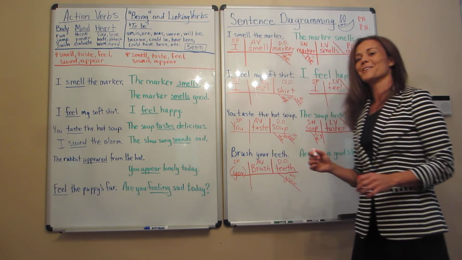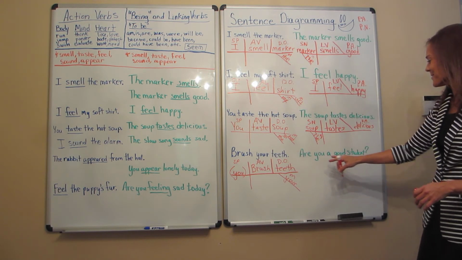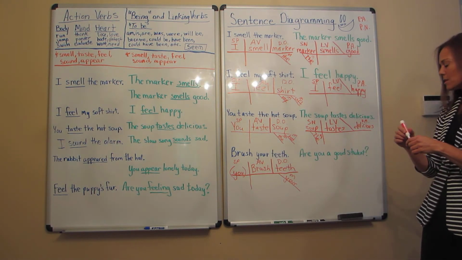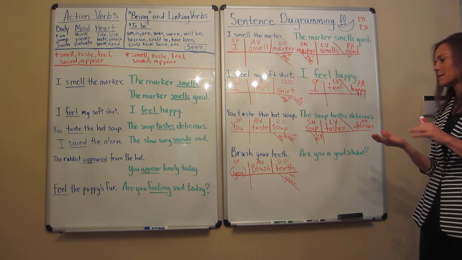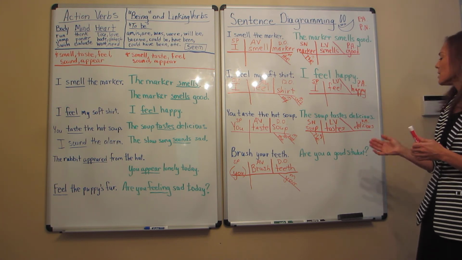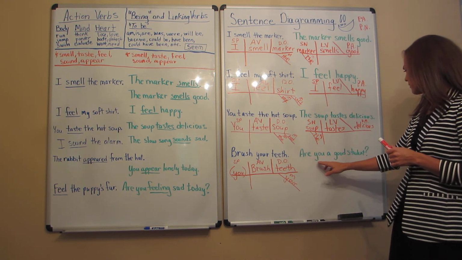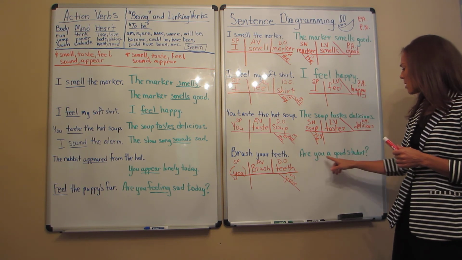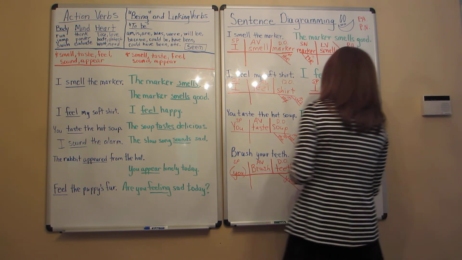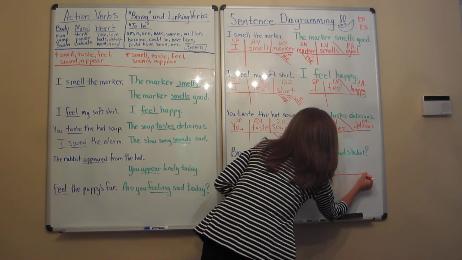Now, can we diagram a question sentence? Yes, we can, and we will. Are you a good student? What you need to know about diagramming a question sentence is you turn it around and invert it so that it's a statement. In your head, you do this before you diagram. And instead of are you a good student, you would say you are a good student. So we'll go ahead and diagram you are a good student.